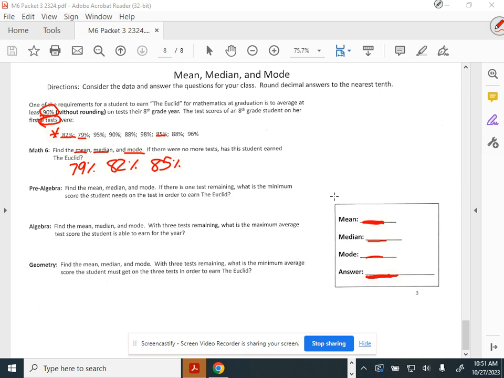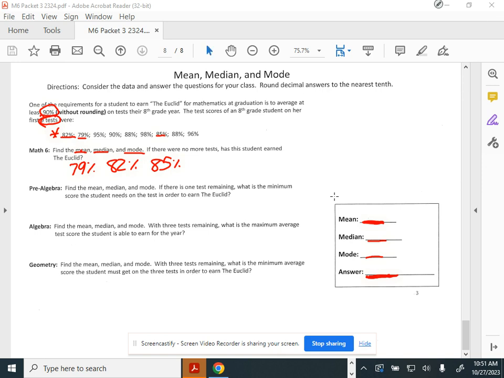How do we find the median? Layla. Median is the middle. Find that middle number. And how do we find the mode? Melanie. The number that appears the most. Okay, so as you're looking at your data, you can fill all that in.